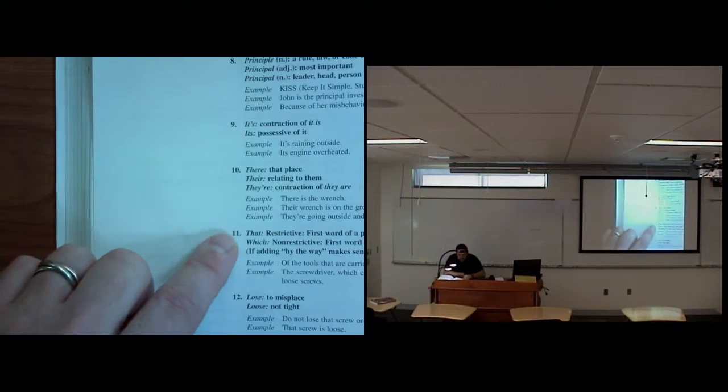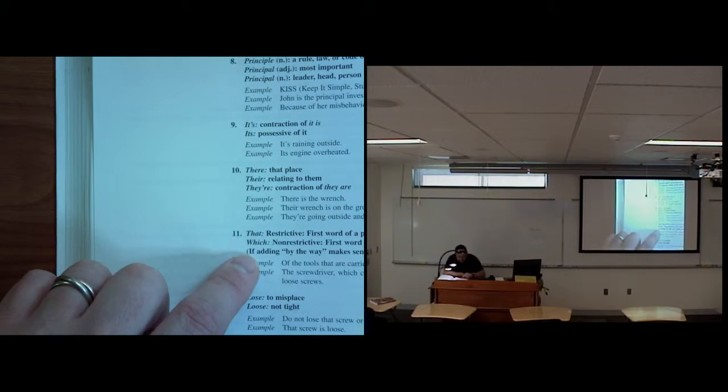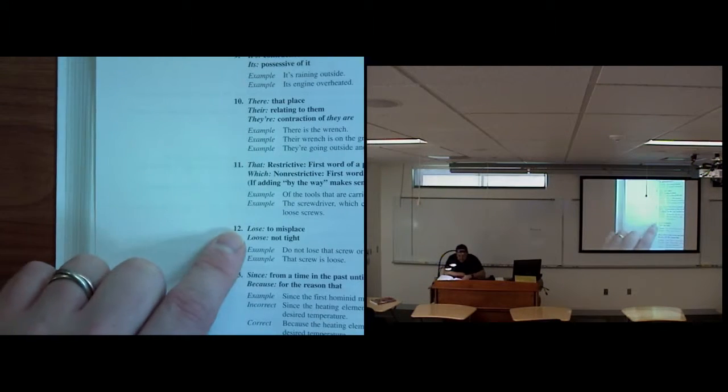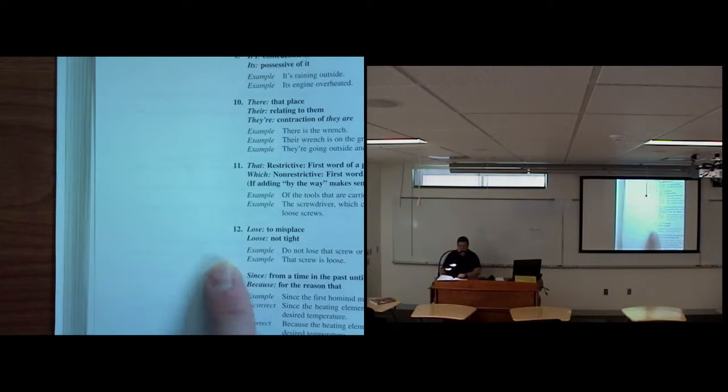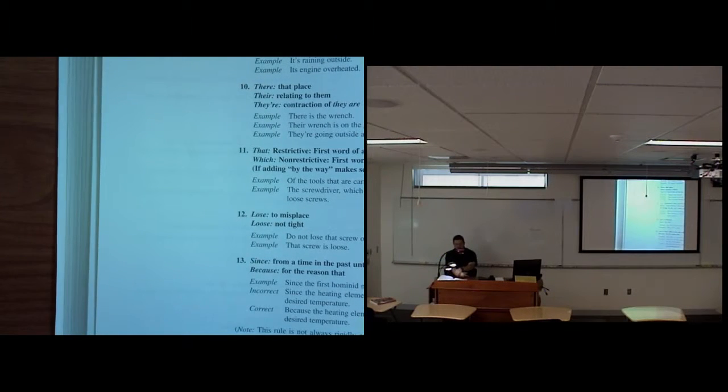Words that you use in the middle of sentences. That and which, for example, right? One of them is restrictive, one of them is non-restrictive. To lose something and to loose something, or to loosen something. Something that is loose and something that you lose. Often misplaced, misused, misspelled.